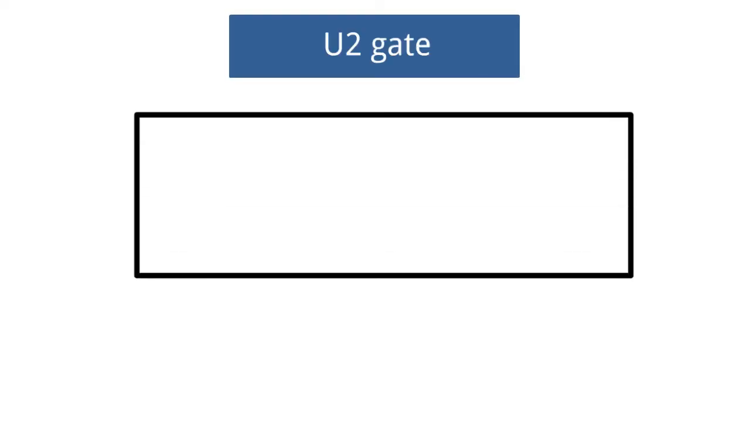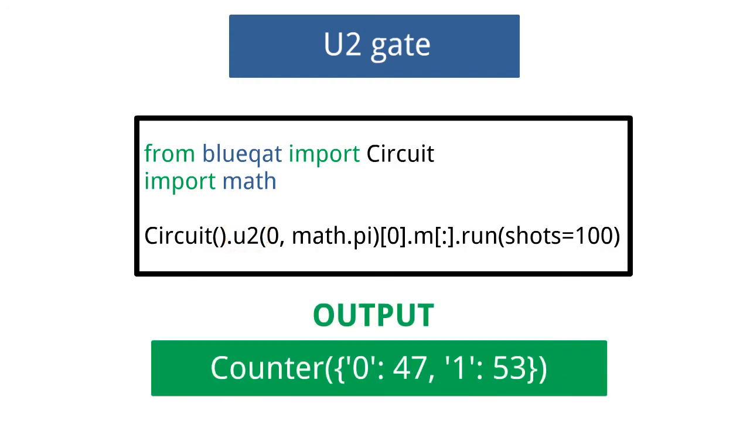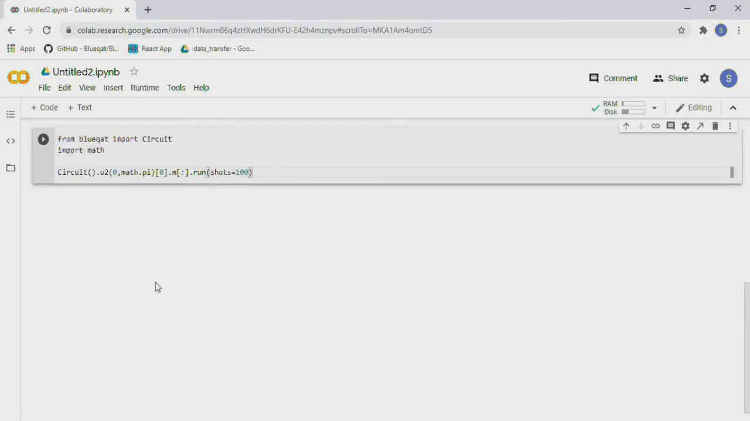U2 gate. Here we use U2 gate, and if we run this code we get this as our output. Now let us confirm this. Type the code shown earlier and click the play button and the output is same.